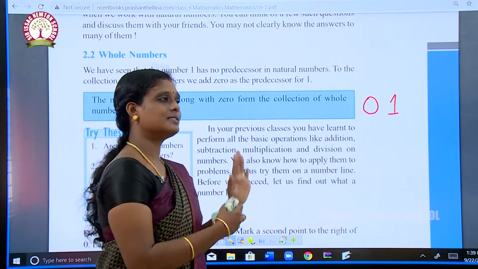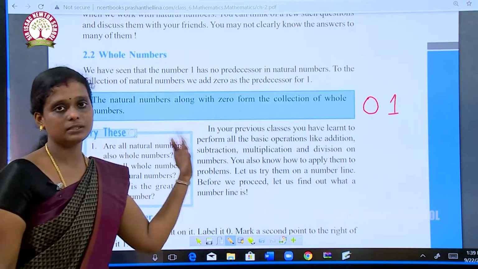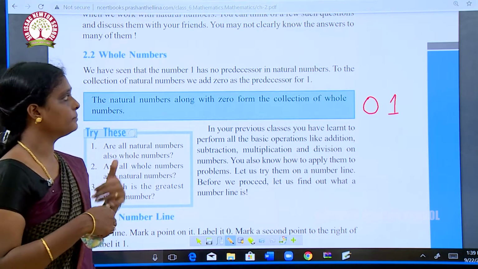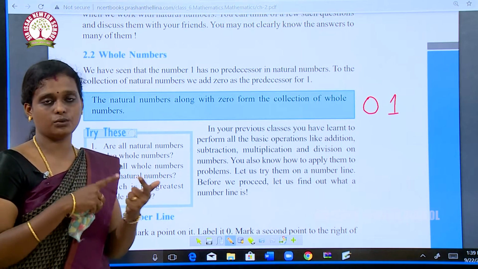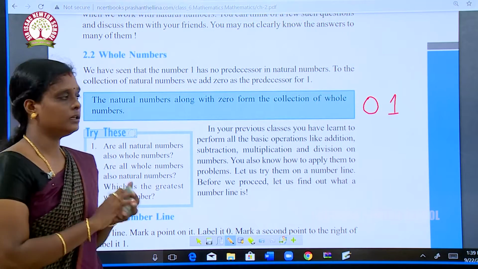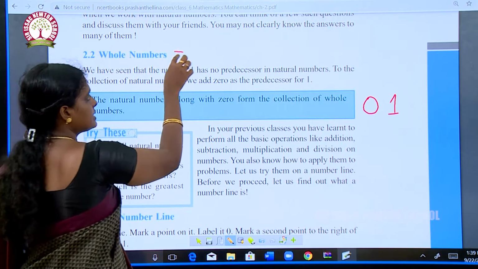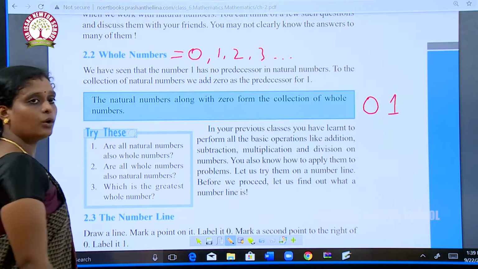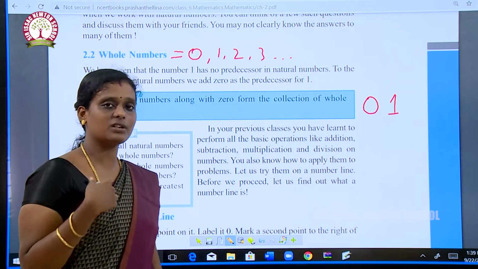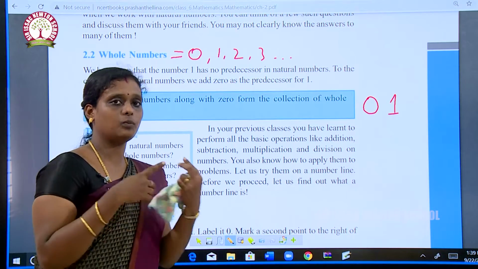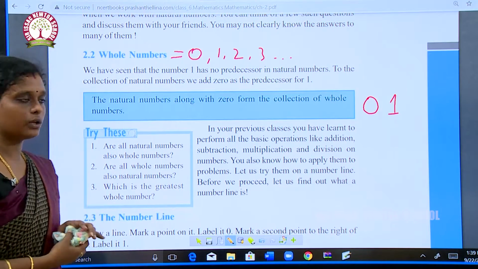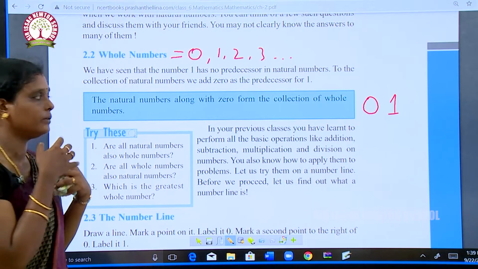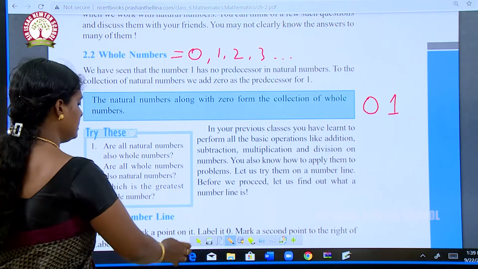So simply, natural numbers start with 1, 2, 3, 4 etc., and the whole numbers start with 0, 1, 2, 3, 4 etc. So whole numbers start with 0, 1, 2, 3 etc., and natural numbers naturally start with 1, 2, 3, 4 etc. So this is called whole numbers and natural numbers, and we have recalled the predecessor and successor.